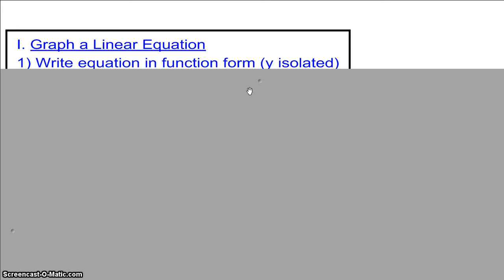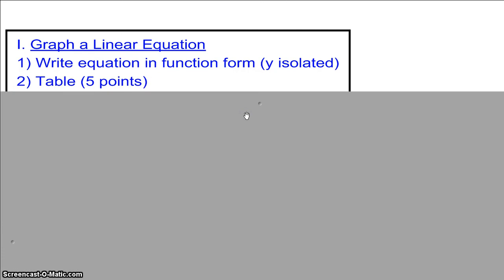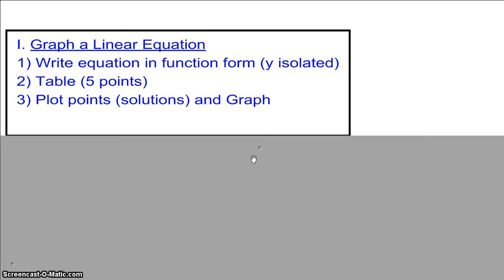Bella? X are the answers for X and Y. We call those solutions, or they could also be known as, anybody else? A P word? Say it. Points. Okay, so we make a table, and today I'm asking you to find 5 points. 2 negative, 2 positive, and our nice 0 for x, okay? And then once you have points, we just simply plot them on the graph, right? And draw your line.